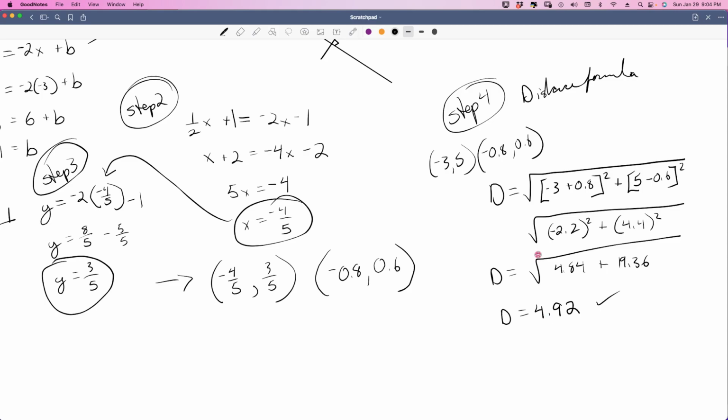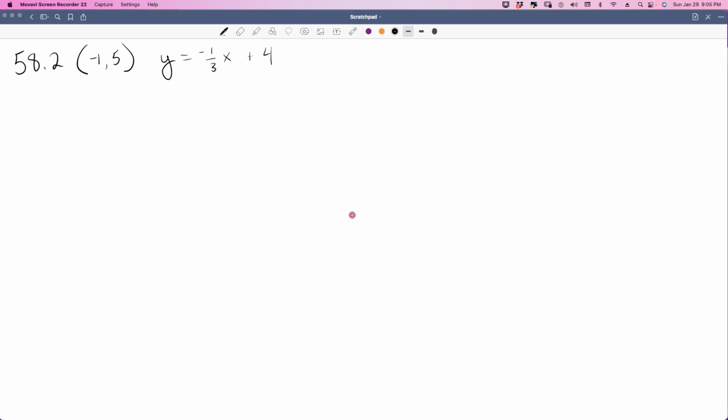All right, so let's do one more, and I'll try to be a little bit more organized when I do this one. All right, so here's 58.2. We have a point and we have a line. Step 1. I'm trying to be more organized this time and not be all over the place. Step 1. We get the perpendicular form of the line here.